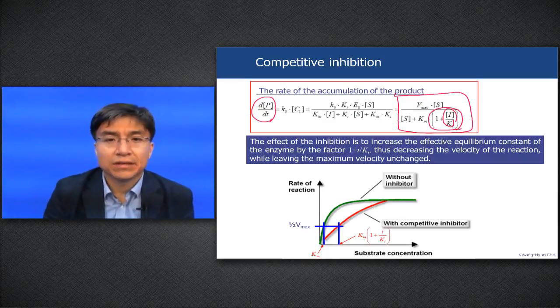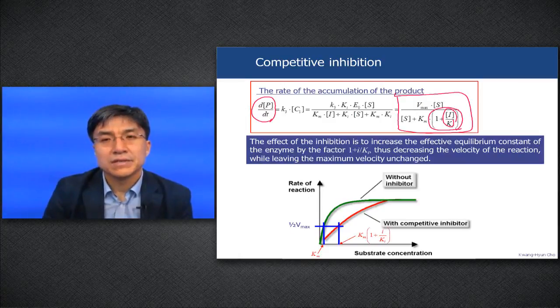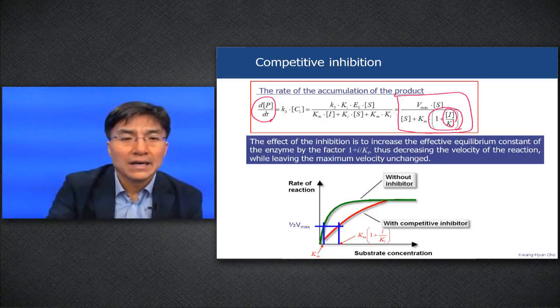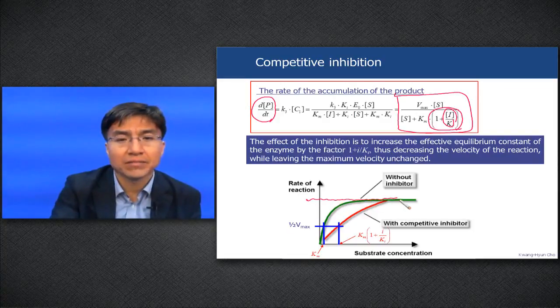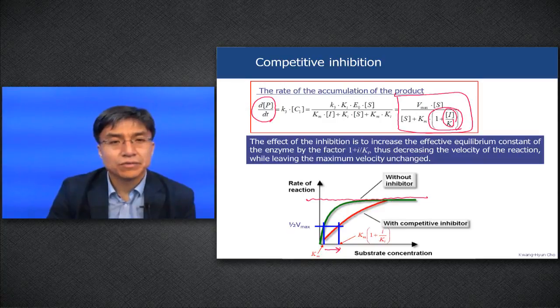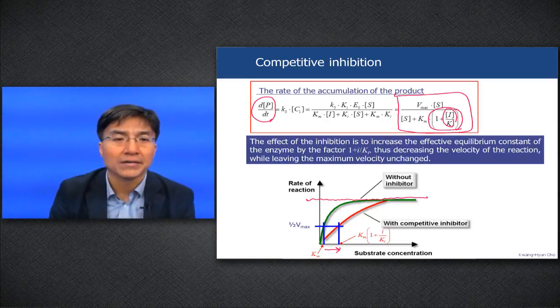So because of this inhibitor, Km is effectively larger. Because Km indicates the response speed. So you can imagine that this reaction will result in the same level of maximum speed. On the other hand, it only changes the response speed and it becomes much slower. So you can see that the competitive inhibition actually results in a much slower response, but with the same maximum speed, maximum rate of change.